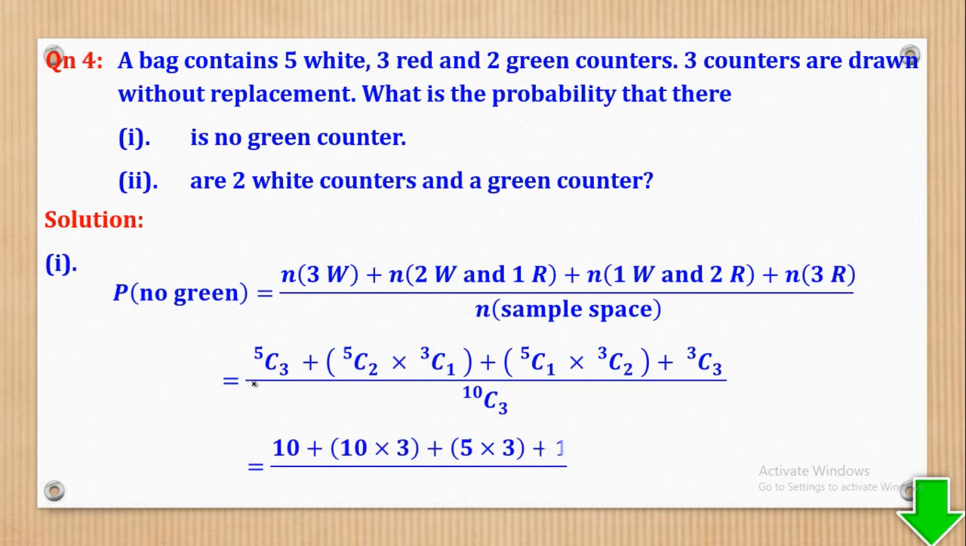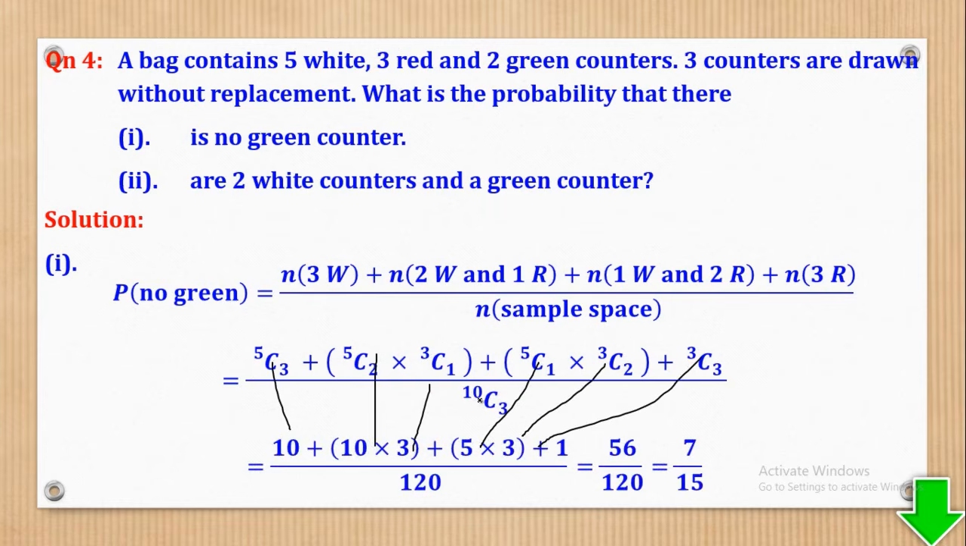So when I use a calculator, this is this, this is this, this is this, this is that, this is this, and this is this. Therefore the denominator is also that. So when I simplify, I'll come up with 7 over 15. So if you try a tree diagram, it will also give you the same result. That is Roman 1. Roman 2 said there are 2 white and a green counter.